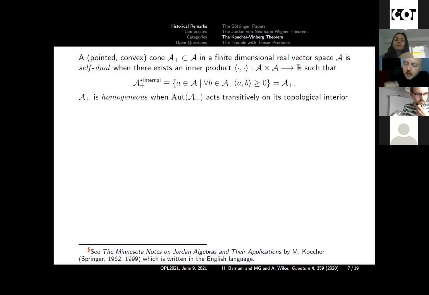Another definition. I will say that A plus is homogeneous when its automorphism group acts transitively on its topological interior. And here I'm referring to the unique linear topology. Quantum theory is like that. If you think about an element X inside the cone of positive semi-definite matrices, that means it's invertible, and you can map that to any other element, so say you've got another invertible element Y in the cone.